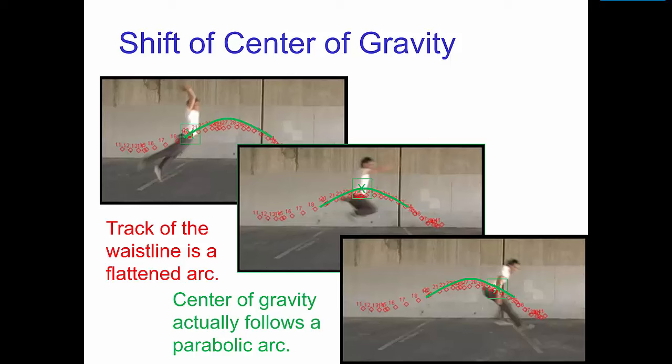The flattened path of action is due to the fact that the character raises the center of gravity when he raises his legs at the apex of the jump. The center of gravity actually does follow a parabolic arc because it rises into his chest when he brings his legs up to his body. But the audience doesn't see that. They're watching the trajectory of the torso.